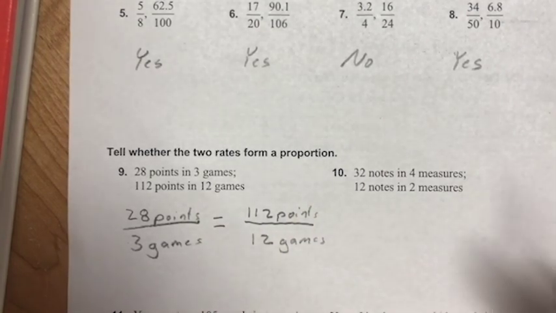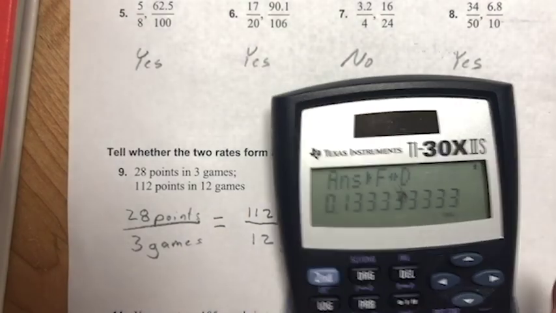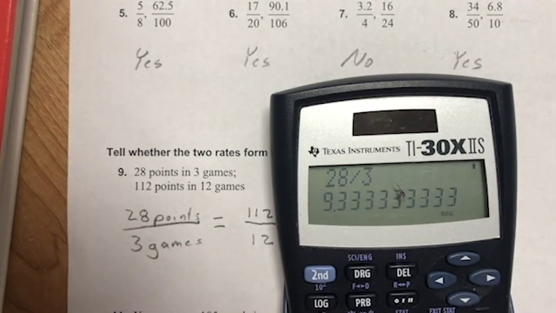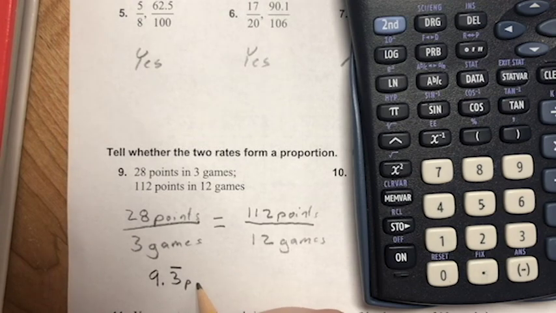Now that we know what these are, we basically are going to find our unit rate. We're just going to simply divide. 28 divided by 3 gives me 9.3 repeating points per game. I'm too lazy to write all that out. Hey, what's 0.3 repeating again? 9 1/3. Okay, keep that in your mind.